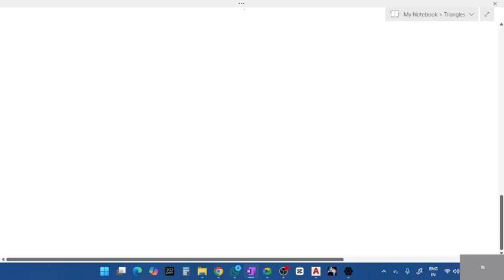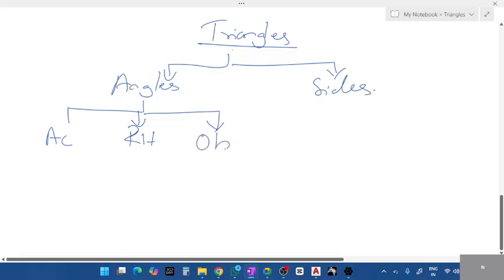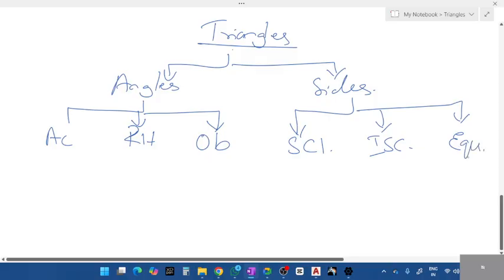Okay. Once again, tell me triangle, students. Triangles. What are the two things that can be measured? Angles and sides. Yes. In terms of angles, what are the three types we have? Acute angle triangle, right angle. So without looking at the notes, you'll have to tell me acute angle, right angle, and obtuse angle. Sides, when it comes to sides, scalene, isosceles, equilateral.